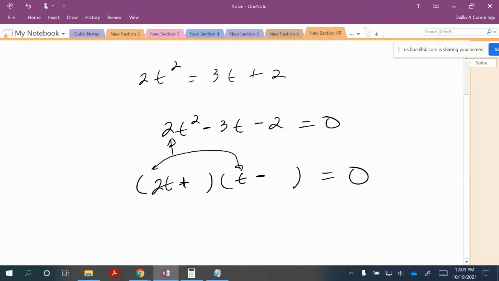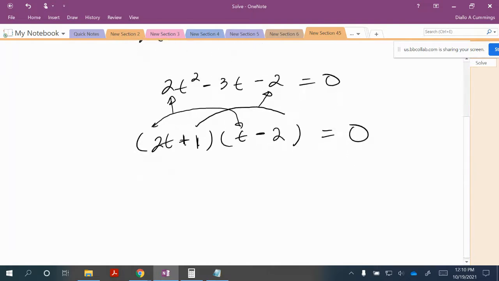Next, we're going to figure out our last terms. So whatever we use for our last terms, we must multiply to get -2. So I'm going to use a +1 and a -2. Okay, so we have the first and the last term satisfied.